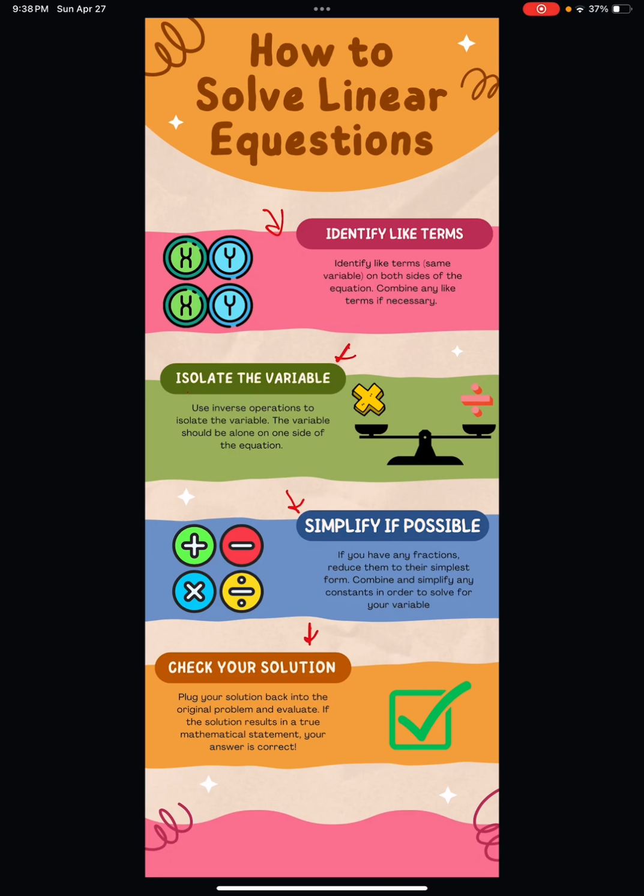Now remember, this example shows the general steps, but it doesn't solve an actual problem, right? So your project will be different. You will choose your own linear equation and solve it step by step in a similar style to this infographic. So your first step will go up here, your second step here, third step here, and finally your work to show that your solution is correct down at the bottom.